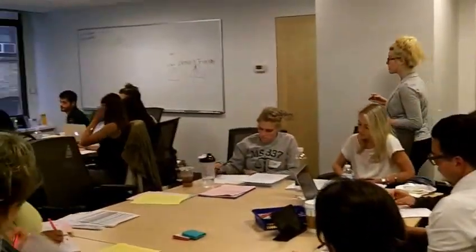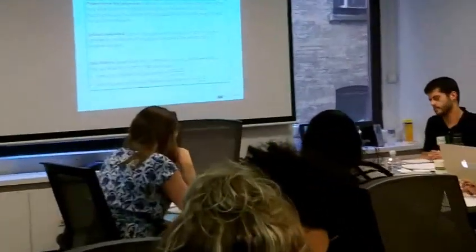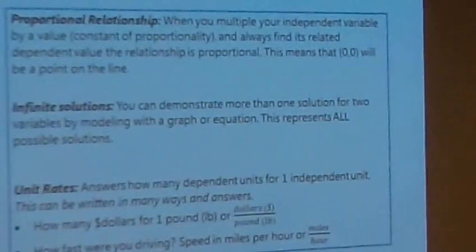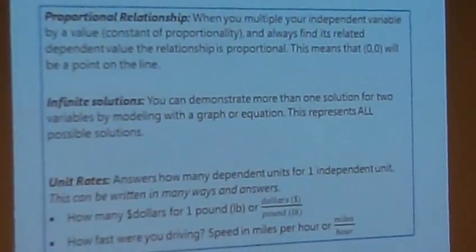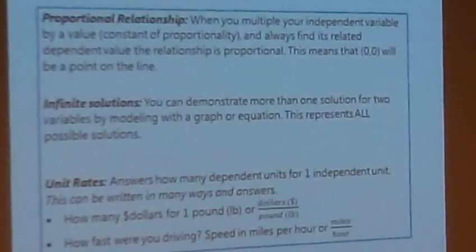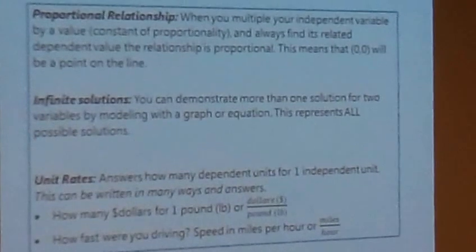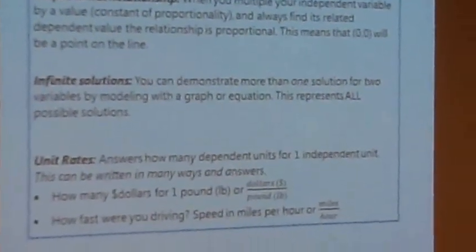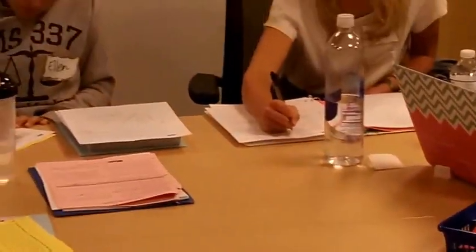As we have our College Ready Reader reading, please make sure that you are circling words that you are already familiar with and annotating using your Cubby strategies. So be a reader at proportional relationships, please. Sarah: When you multiply your independent variable by a value, a constant of proportionality, and always find its related dependent value, the relationship is proportional. This means that (0, 0) will be a point on the line. Please make sure that you underline (0, 0) will be a point on the line. This was a moment of confusion this morning during the Do Now, and I want you to make sure that we've got it clarified that (0, 0) is a point on the line in a proportional relationship.